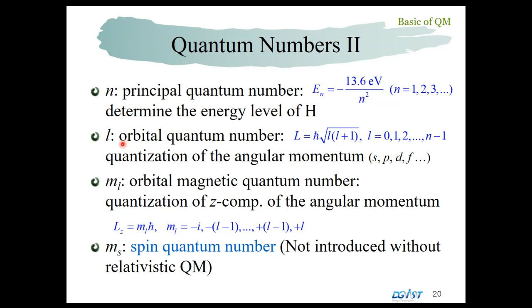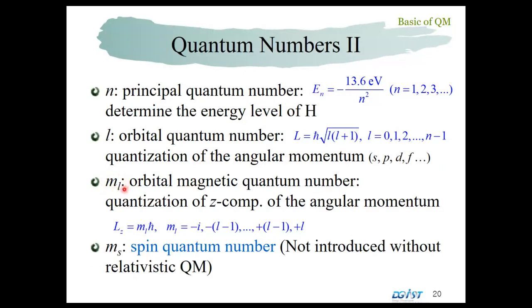And the orbital quantum number means they will determine the angular momentum of the system by this rule. That means the L characterizes the orbital motion of the electrons, so they will determine the angular momentum. And sometimes we call SPDF orbits. That's a kind of historical name.